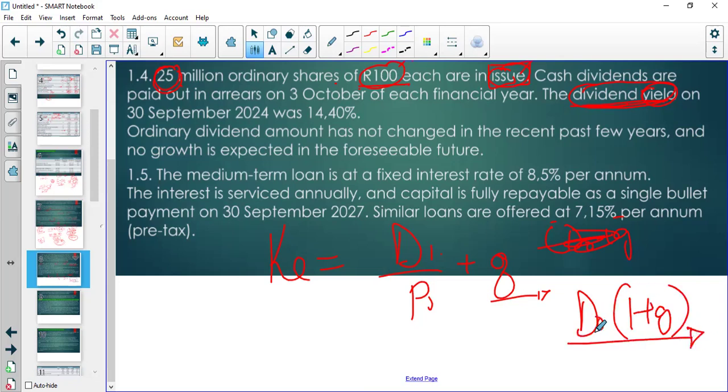This D0 is your most recent known dividend per share. This g is the annual growth in dividends. So D1 is the expected dividend, which we do not know yet, but we expect it to be D1. Right, because in this case there doesn't seem to be a change, so your D1 is also the D0. Your g is going to be equal to 0 because there's no growth.